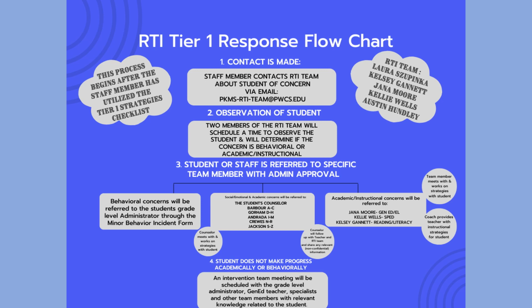So, the point of the Tier 1 strategies checklist and this Tier 1 response flowchart is so that we can begin filtering through some of those concerns that are being passed on to other people in the building. We want to establish a clear process, and we want to establish clear roles so that people understand when there's a concern, what should they do? The first steps begin in the classroom, and we want to ensure that everyone understands what is required of them in the classroom prior to reaching out for additional help.